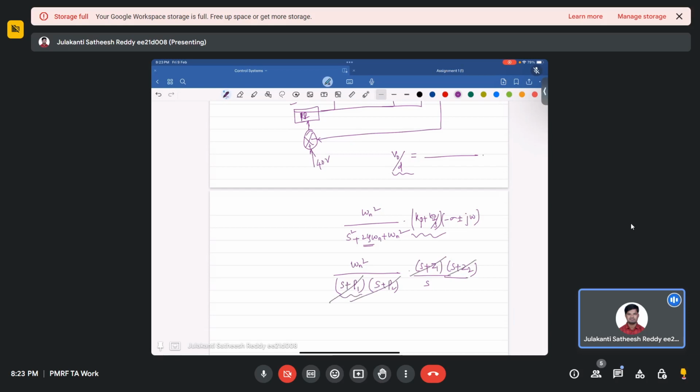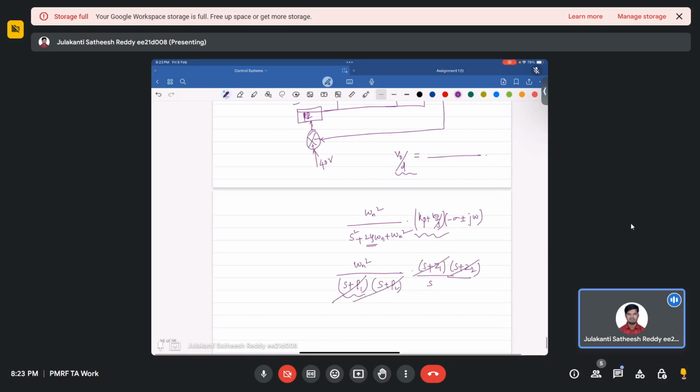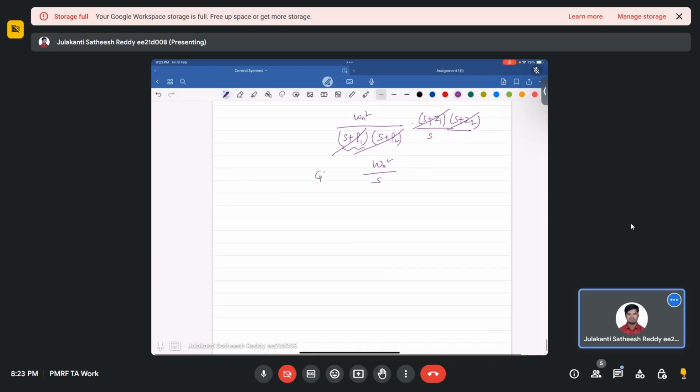Now Z1, Z2 is equivalent to P1, P2. When you do this, this will become entirely omega n over s. Now G(s)H(s) will become omega n square. The overall system is entirely becoming omega n square by S. You can consider now it is a unity feedback. So what will the overall system be?